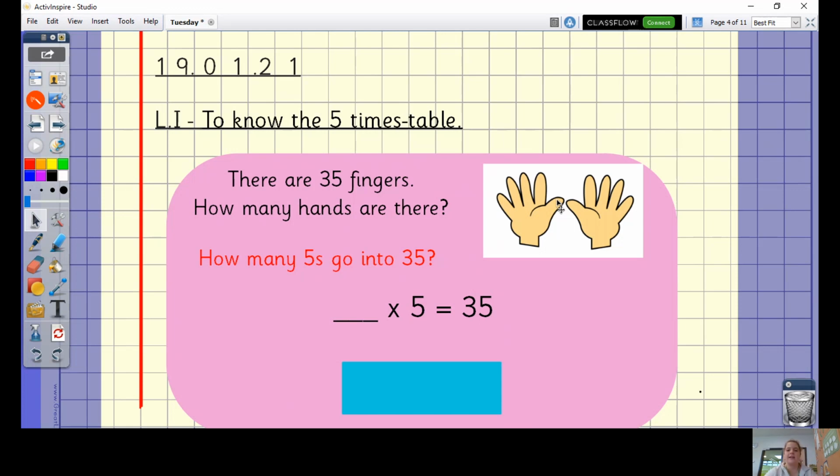Okay, let's try that together then. Let's count up in 5s using our fingers. So 1 finger for each multiple. And hopefully we'll see how many groups of 5 go into 35. Okay, 5, 10, 15, 20, 25, 30, 35. I have 7 fingers showing. Hopefully you do too. So our number sentence would be 7 multiplied by 5 equals 35.